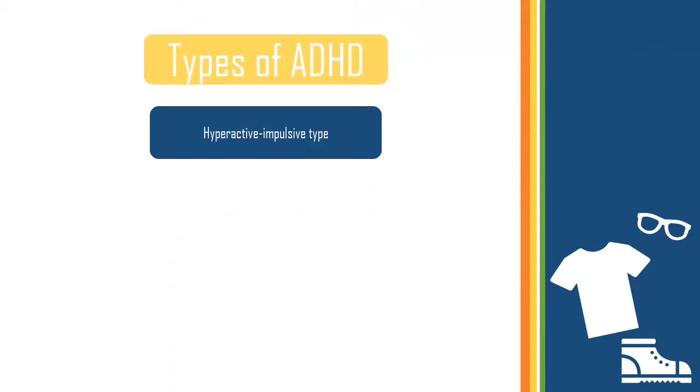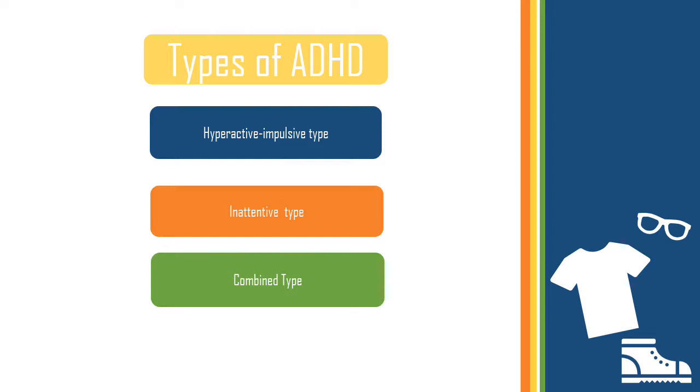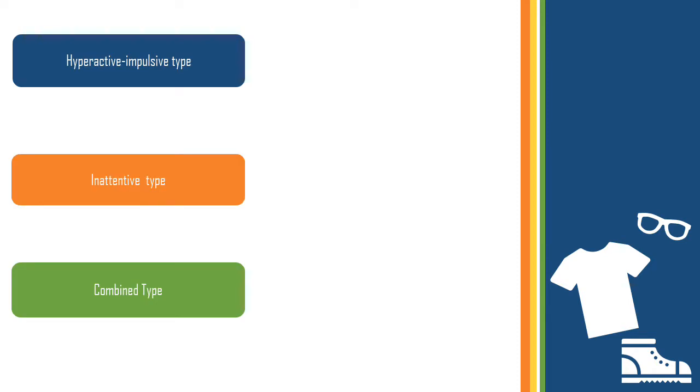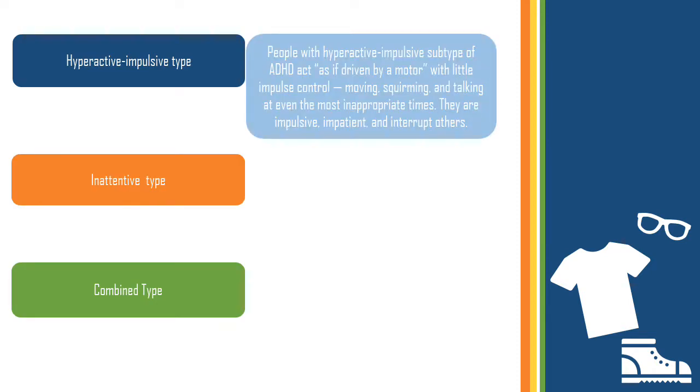Here are the subtypes of ADHD: the hyperactive impulsive type, inattentive type, and combined type. So, the hyperactive impulsive type. People with this type of ADHD act as if driven by a motor, with little impulse control, moving, screaming, and talking at even the most inappropriate times. They are impulsive, impatient, and can interrupt others.